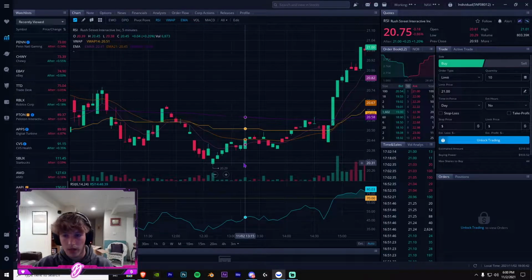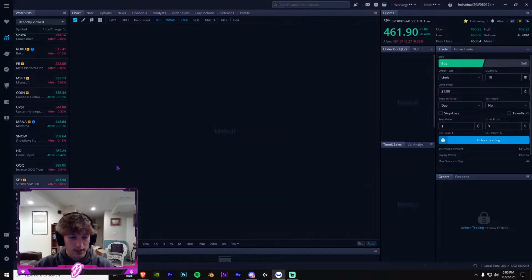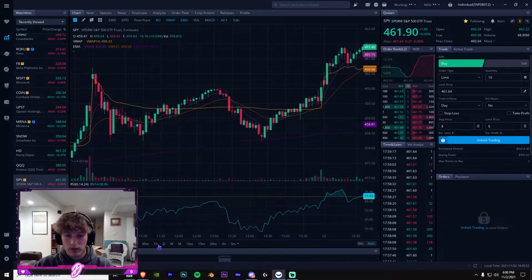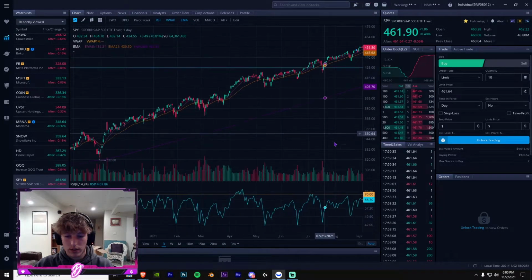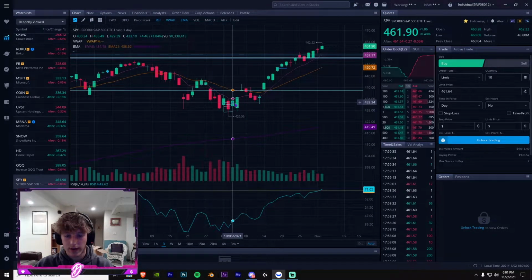I just realized that I actually typed in the ticker RSI. That's funny. So let's go to SPY. Say we want to take a trade. Let's go to the daily. Say we want to take a trade right here. We think SPY has bottomed out, but we don't know if we should take it or not.